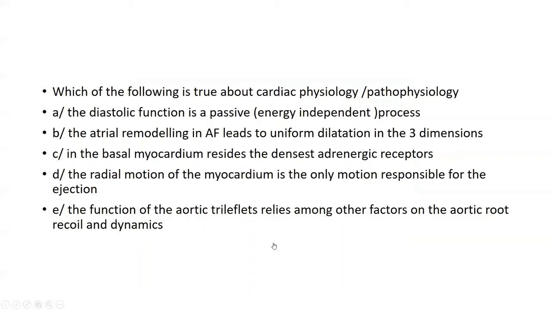Now, which of the following is true about cardiac physiology and pathophysiology? This is the hardest type of question. Going back to basics is always really hard. I don't know why, although the basics should always be our launching grounds. But short, non-clinical questions of this type are really tough.